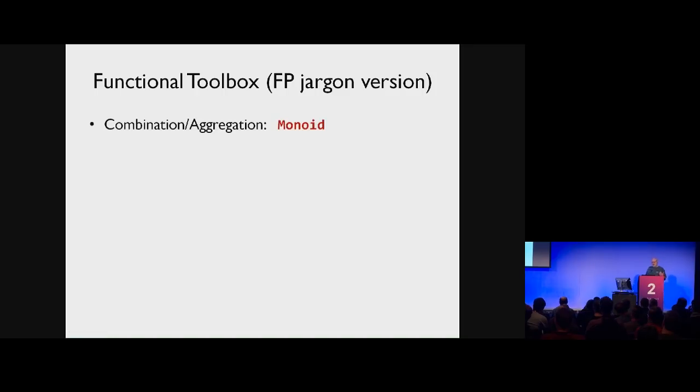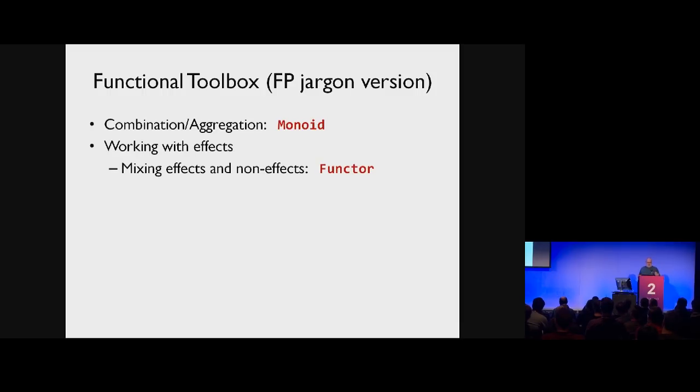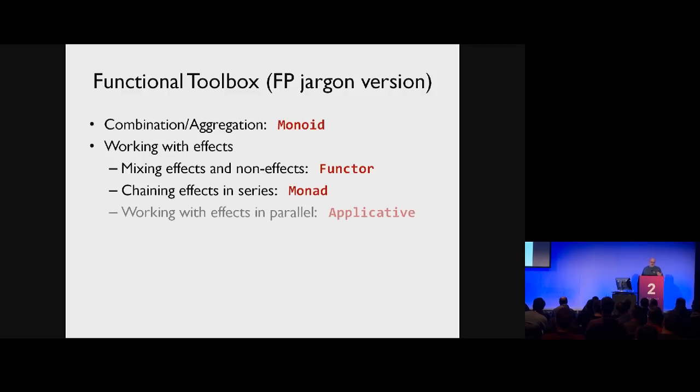So a combination is generally called a monoid. When you work with different kinds of effects, that's a functor. If you want to chain effects, that's a monad. If you want to work in parallel, that's an applicative. So don't worry about this. I'm going to explain, hopefully by the end of the talk, all these things. Hopefully they make sense. And even if they don't make sense, they're a little bit less mysterious.